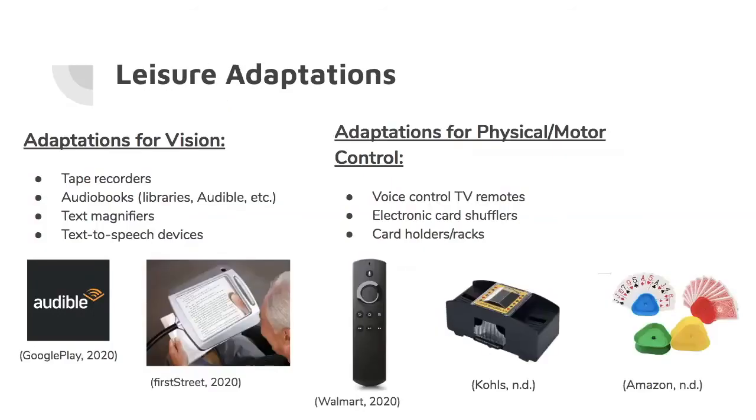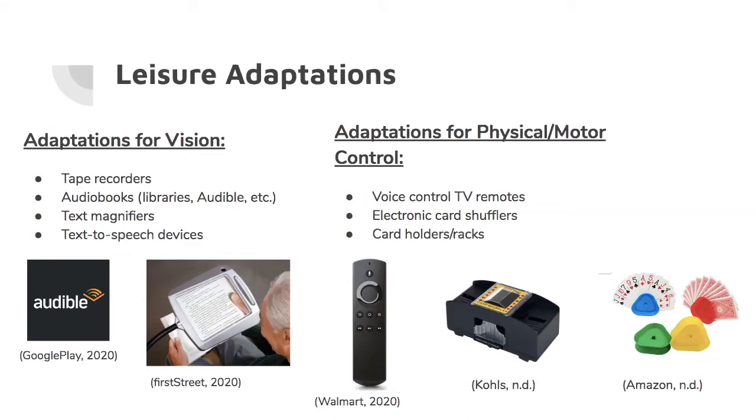So adaptations for leisure, we all know that vision and physical and motor control are areas of difficulty for stroke survivors. So for vision, there are things like tape recorders or audiobooks that clients can use to understand text or even still be able to read and listen to audiobooks and still be able to participate in some leisure activities.